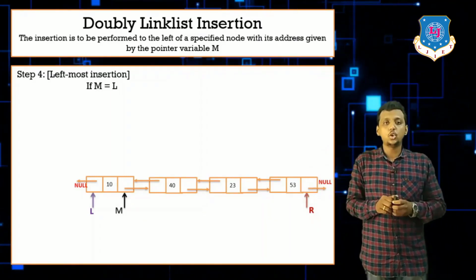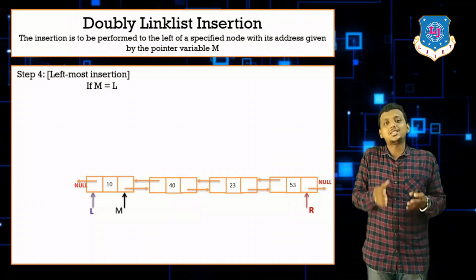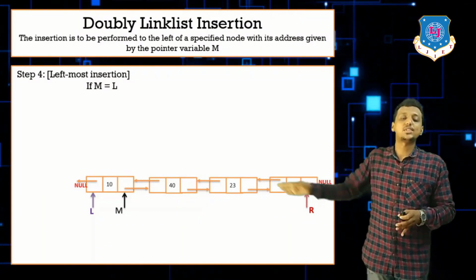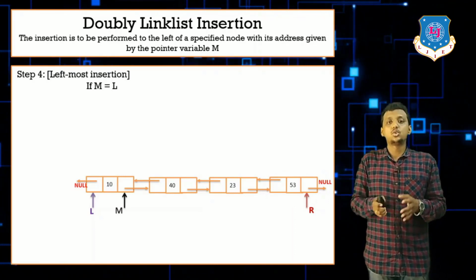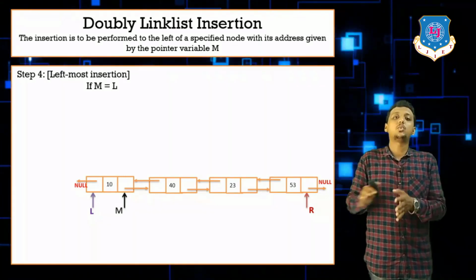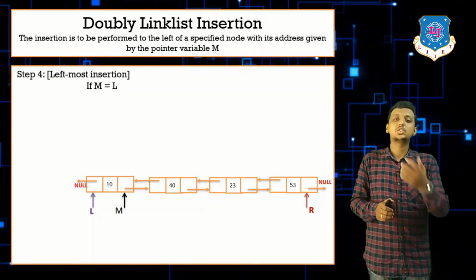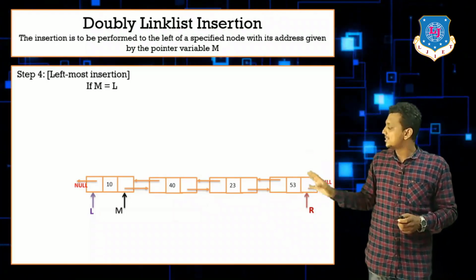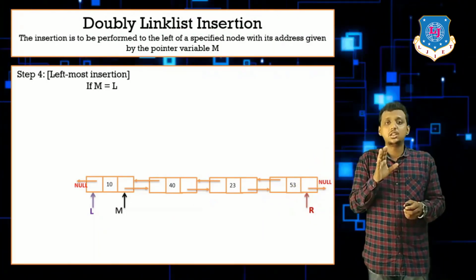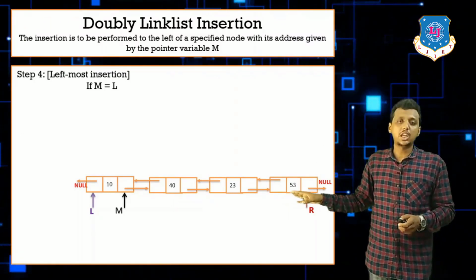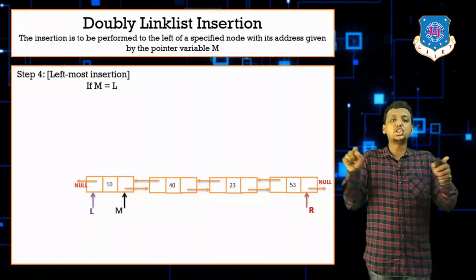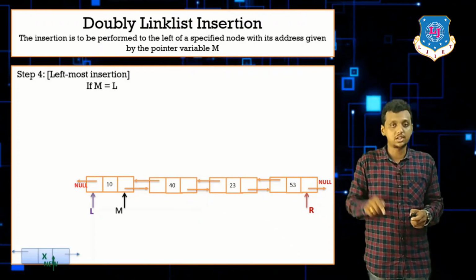So what is our motto of this algorithm? We want to insert a new node on the left side of the M. So just imagine a situation when M is equal to L. Then don't think much. Just take your new node and put it on the left side of the M, and then think which link I need to connect first.